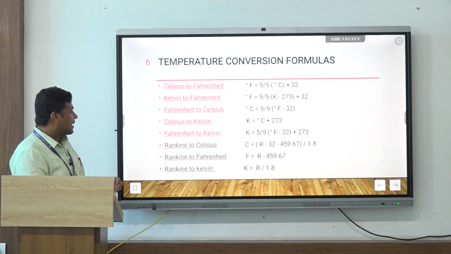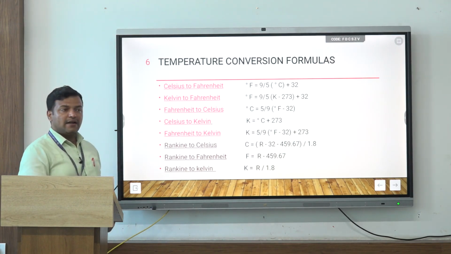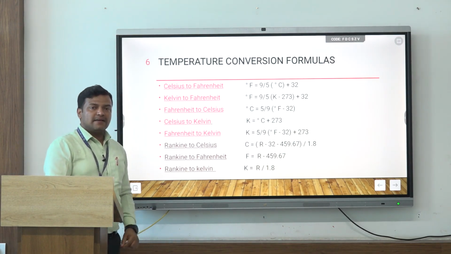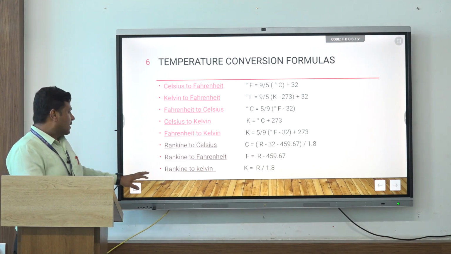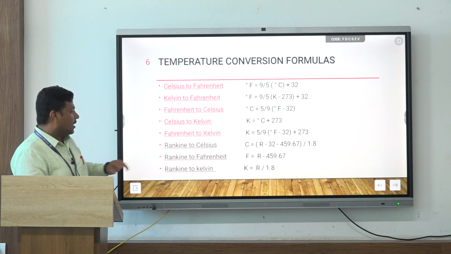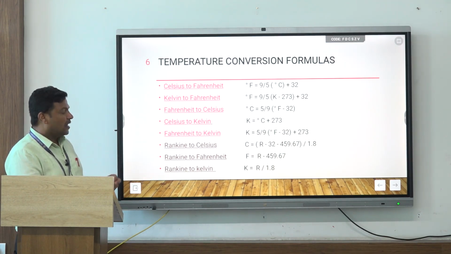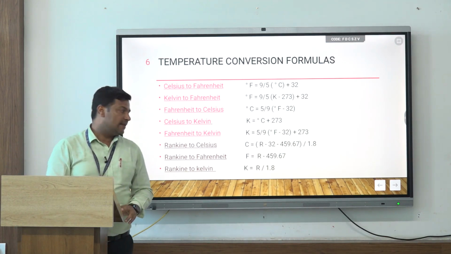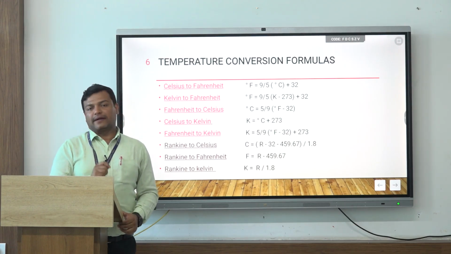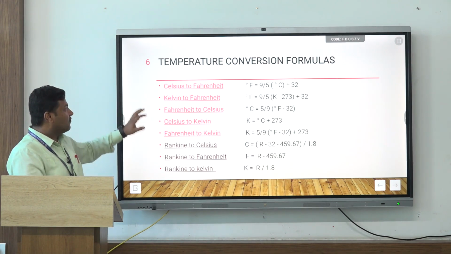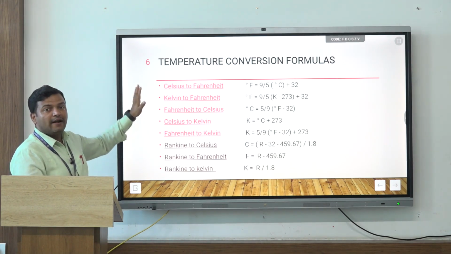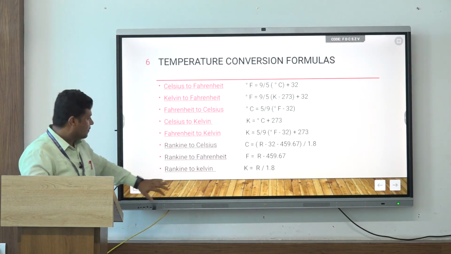Next one, Rankine to Fahrenheit: Fahrenheit is equal to Rankine minus 459.67. Last one, Rankine to Kelvin: Kelvin is equal to the Rankine scale divided by 1.8, which will give you Rankine to Kelvin. These are the various formulas used for temperature conversion.